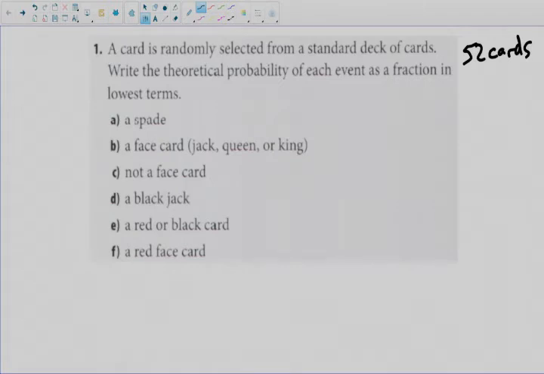So what is the theoretical probability of pulling a spade? Well, how many spades are there in a deck of cards? We saw the other day that there are 4 different suits, and each suit has 13 cards. So the probability for a spade, and this is letter A here, would be 13 out of 52.